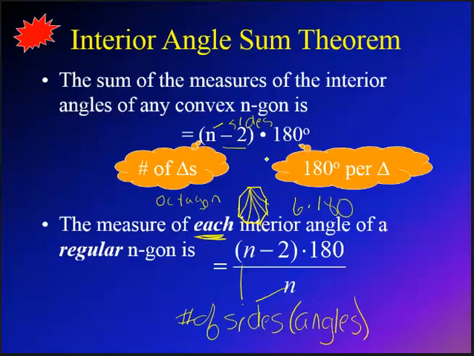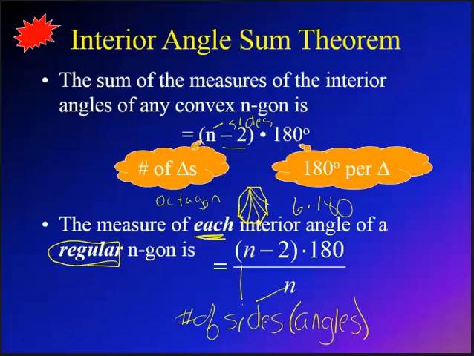So if I want to know the total, I use this top formula. Or again, I just count my triangles and multiply by 180. If I want to know what each angle is going to be, then I divide by the number of angles. Now remember, this only works for a regular polygon where all the angles are the same.